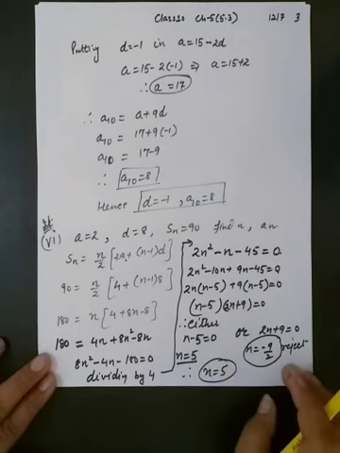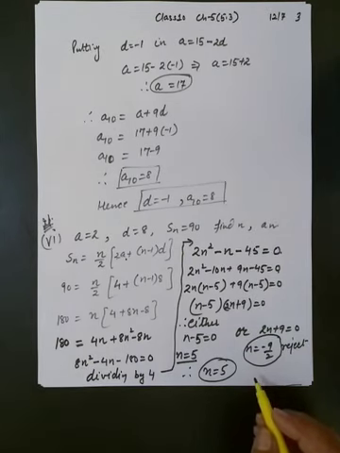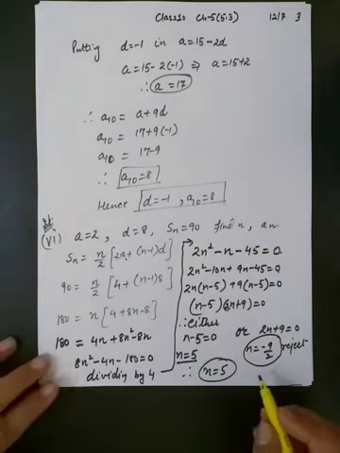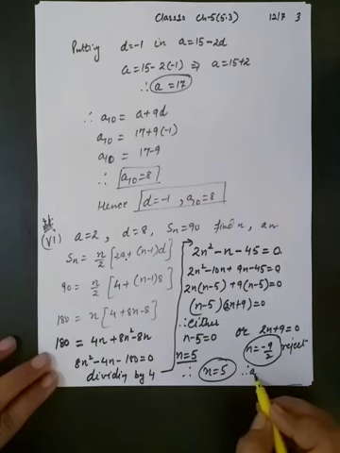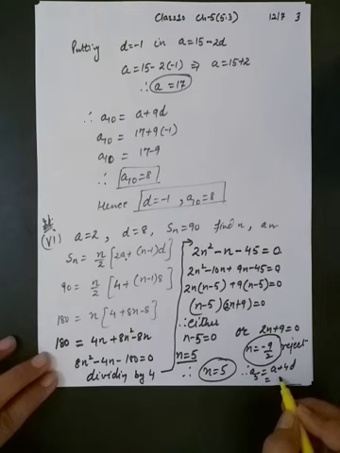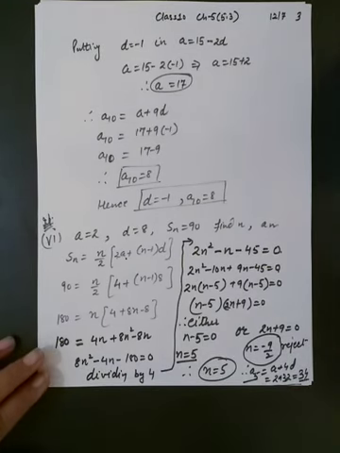Now we have to find the nth term. What will be the formula? For the nth term, an is equal to a plus n minus 1 into d. We have to find the fifth term. A5 is equal to a plus 4d, and by putting the values we get 2 plus 32, which is 34. So A5 is 34.